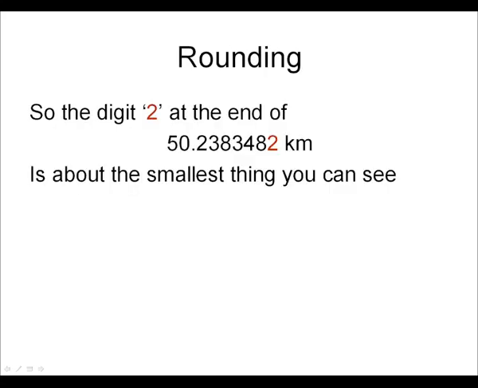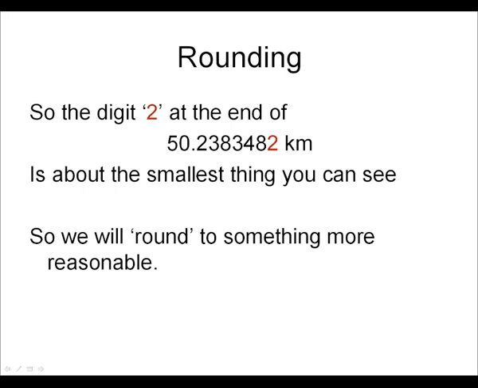So the digit 2 is the smallest possible thing roughly that you can see with the human eye. And to include that measure of distance, when you're talking about 50 kilometers, or maybe like 150 times the length of the Titanic, it's ridiculous to include the smallest possible thing that you can see. So we tend to round to something more reasonable.